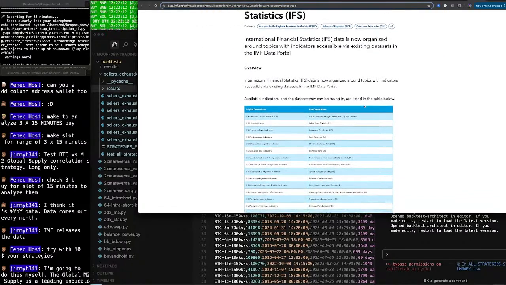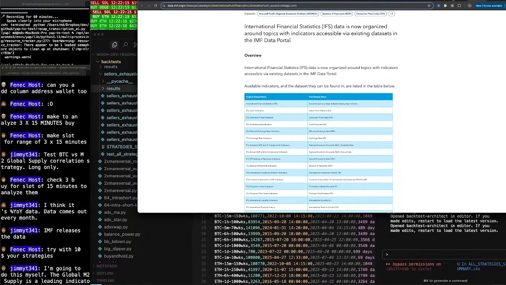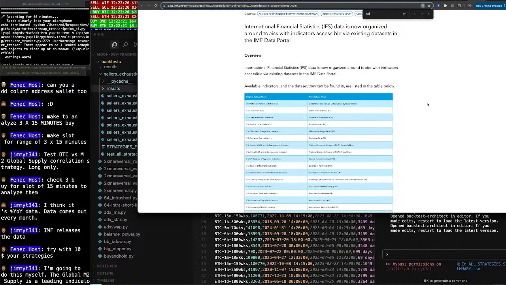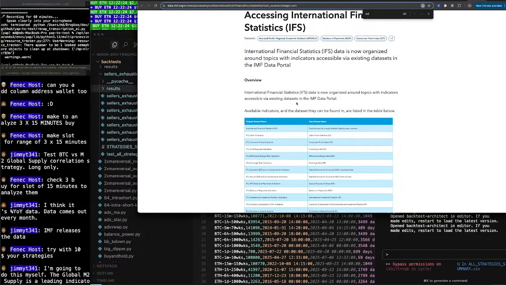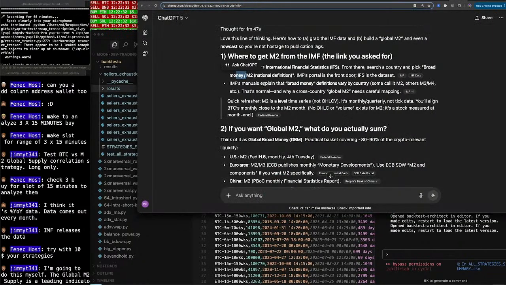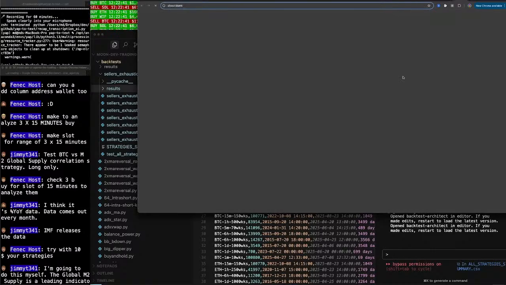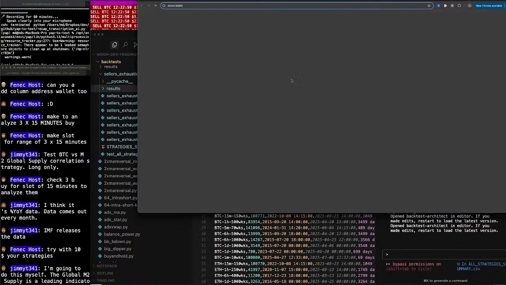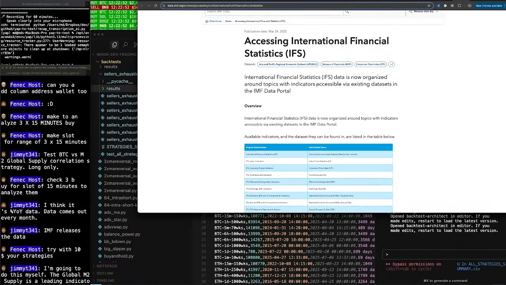Data. I ain't reading all that, bro. What is this? M2? So international financial statistics data is now organized around topics and indicators. Broad. Okay, IMF data, international financial statistics. So I'm at data. International financial statistics. Okay, it sent me right there.